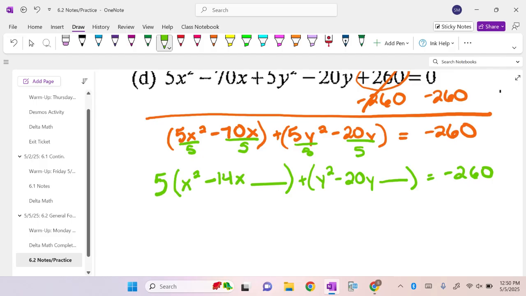Now, here's what happens when we factor. And I'm going to put parentheses just to know that the 5 connects to all of this. And then we're just going to go about business as usual. So what number would I put right here for the x's if I do b over 2 all squared?